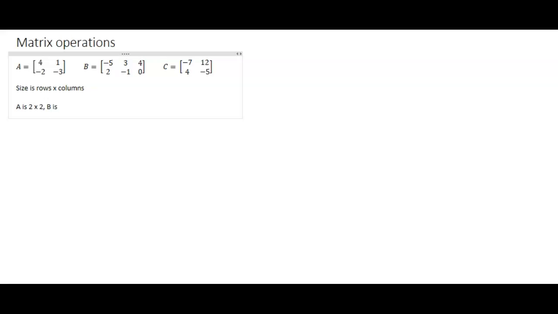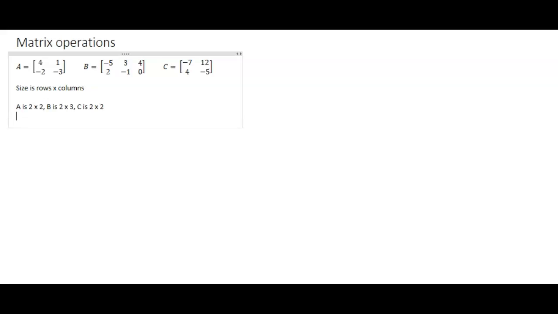Matrix B also has 2 rows, but it has 3 columns going up and down. Rows go across, columns go up and down. So B is 2 by 3. C is the same size as A, so we'll say C is also 2 by 2, size of a matrix.